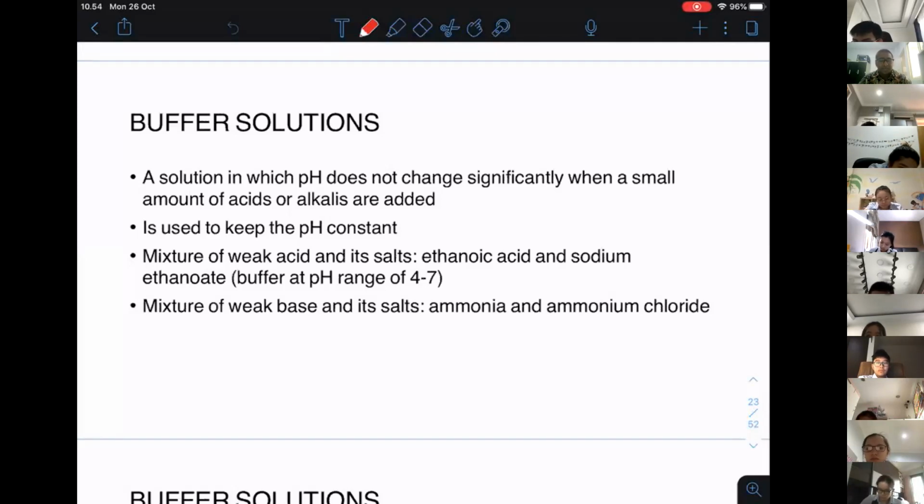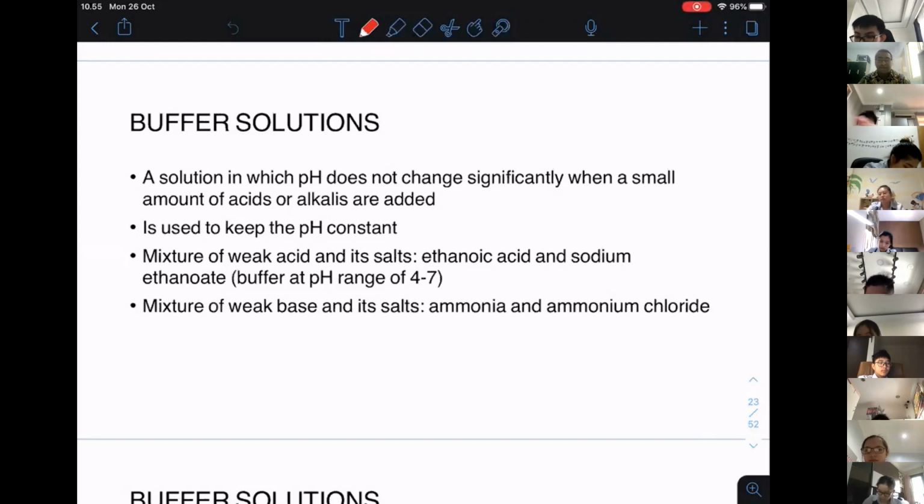There are two types of buffer solution. It's either a mixture of a weak acid and its salt, for example ethanoic acid and sodium ethanoate, or a mixture of a weak base and its salt, for example ammonia and ammonium chloride. Okay, there are two types, but they have their own pH range.